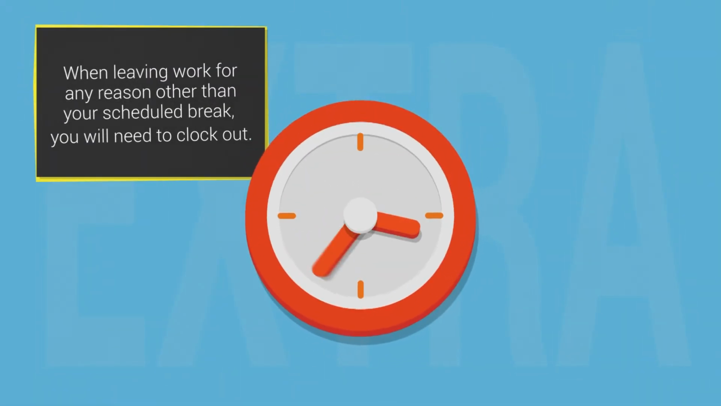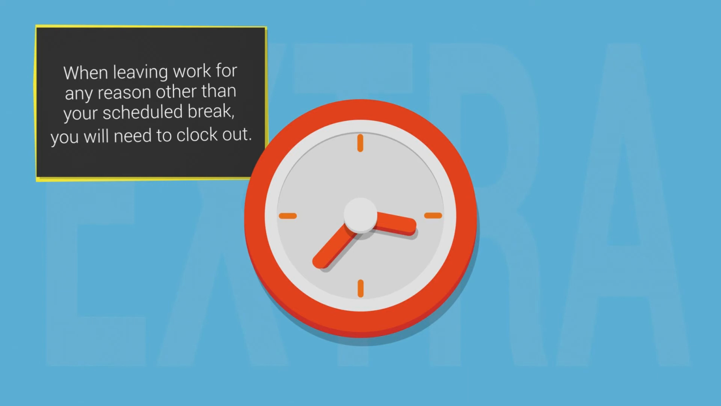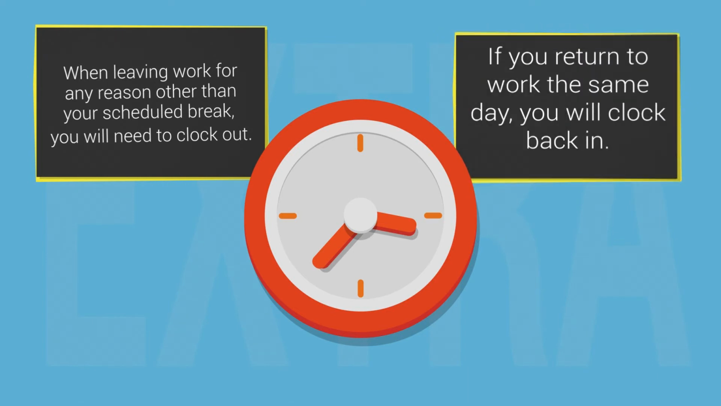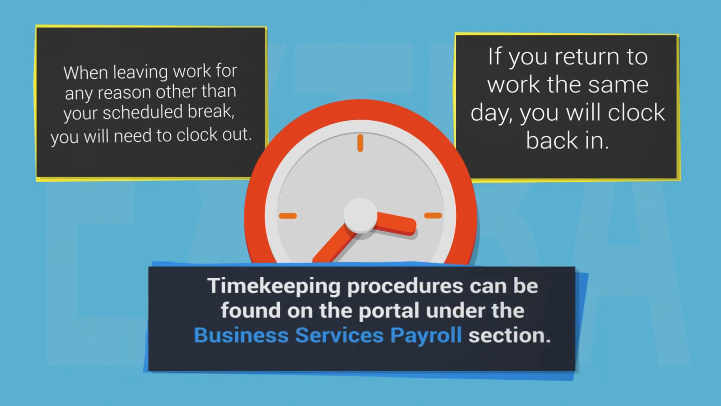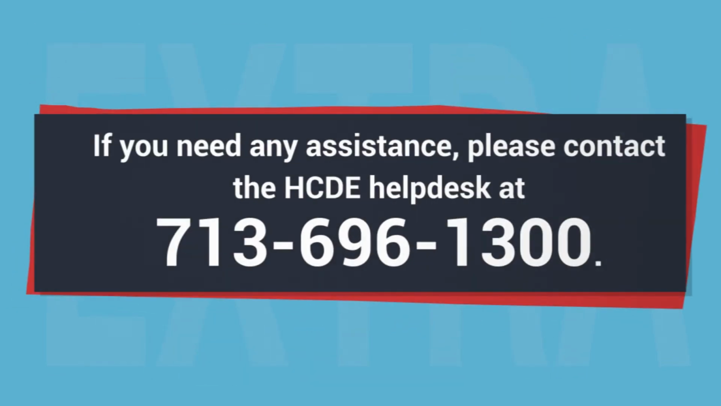When leaving work for any reason other than your scheduled lunch break, you will need to clock out. If you return to work the same day, you will clock back in. Timekeeping procedures can be found on the portal under the Business Services Payroll section. If you need assistance, please contact the HCDE Help Desk at 713-696-1300.